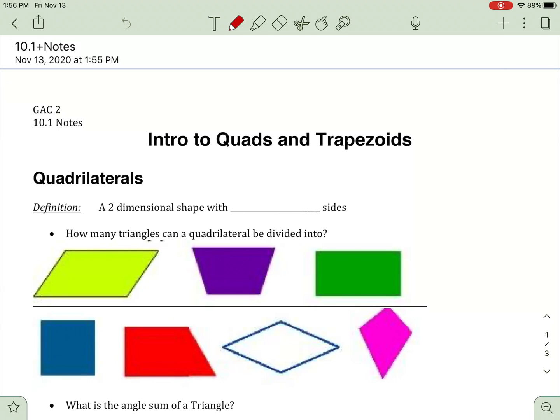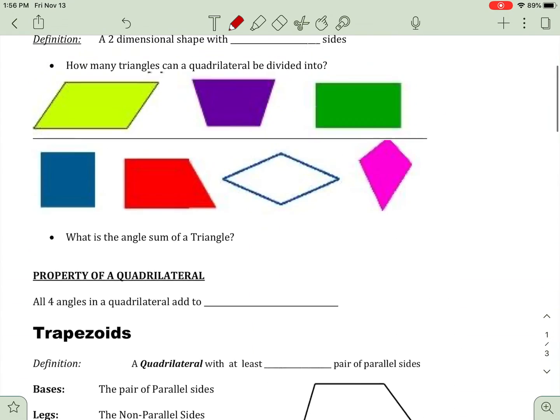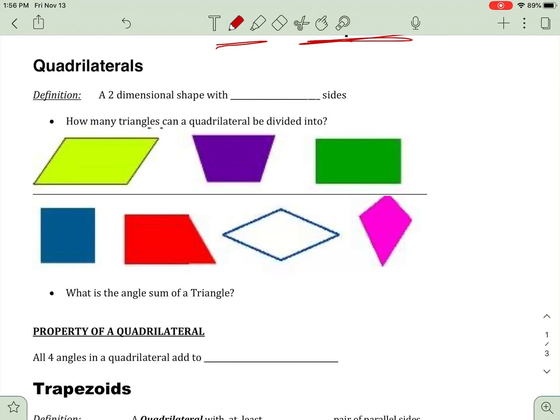But either way, here are the notes for today. We're going to start Unit 10, which is quadrilaterals. And specifically today, we're going to talk about quadrilaterals and trapezoids. So we're getting into a little more of a geometrical feel here these last two units.